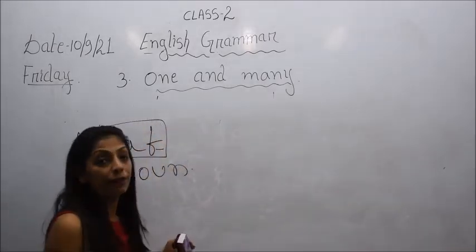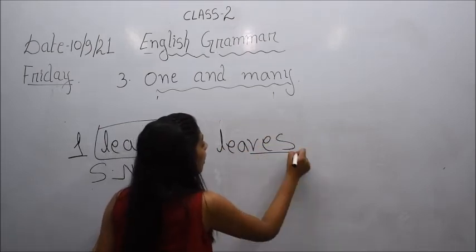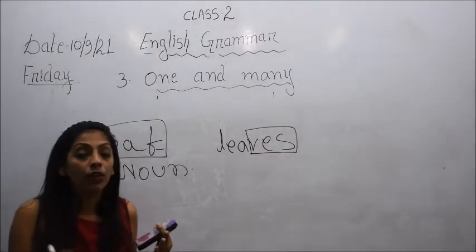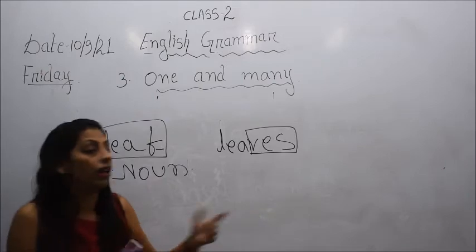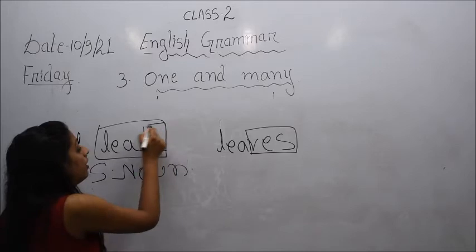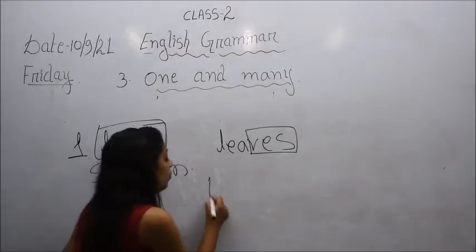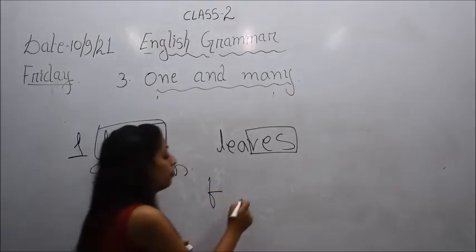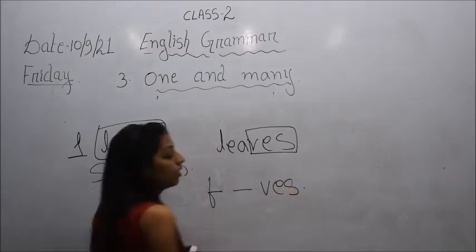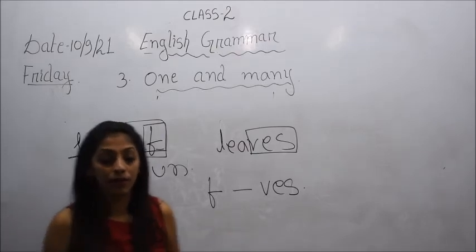What you have to do is L-E-A-V-E-S. Children, there are certain rules for how you have to convert a singular noun into a plural noun. As I have told you, for words ending with F, their plurals will be made by adding what? VES. So this is how you make the plurals of some of the words.